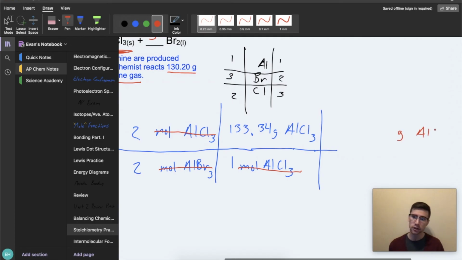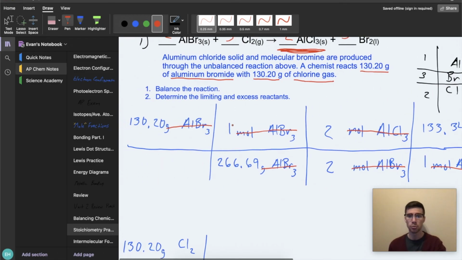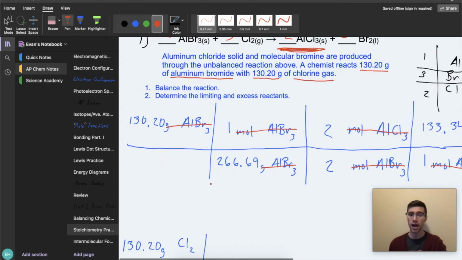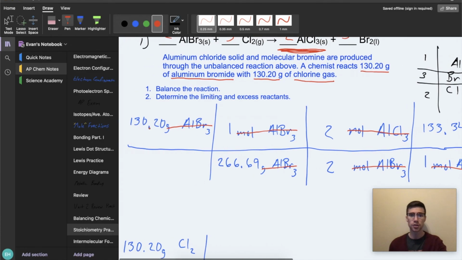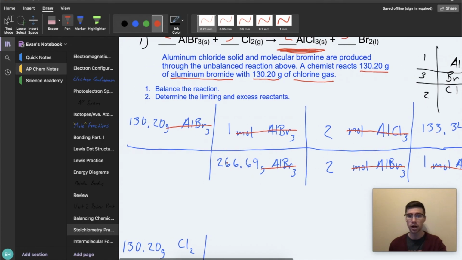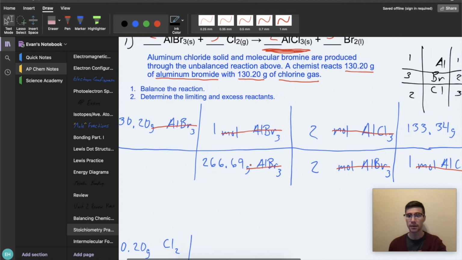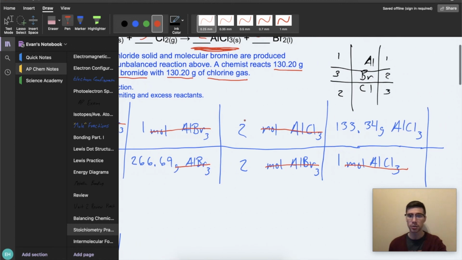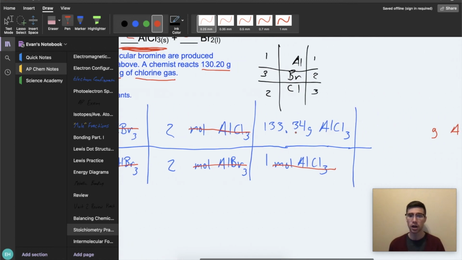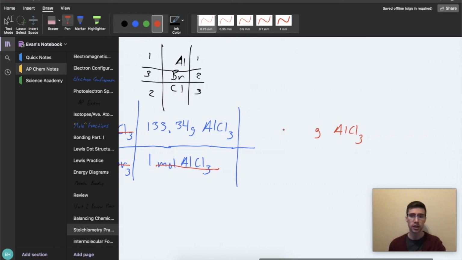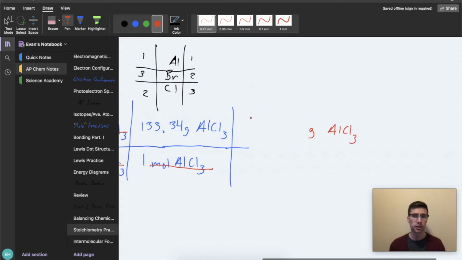Now, if you actually do this calculation, you multiply everything across the top and then divide by everything that's on the bottom. So 130.2 divided by 266.69. These are going to cancel out, right, because they're both 2, times 133.34 gives us a value of 65.10 grams. Now, what does this actually mean?